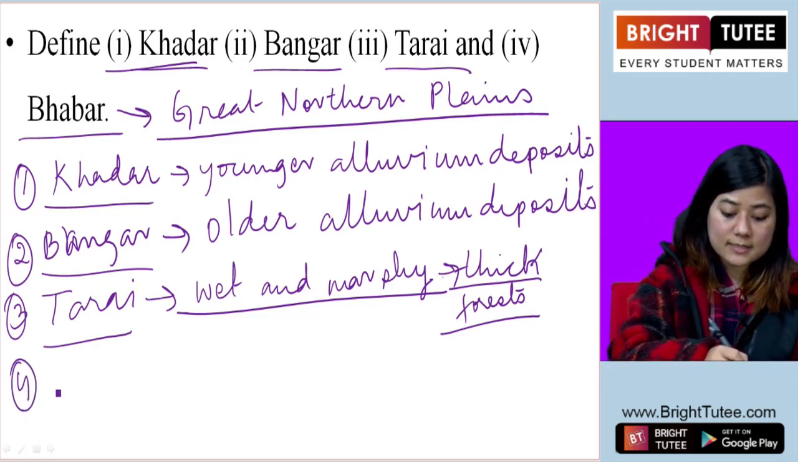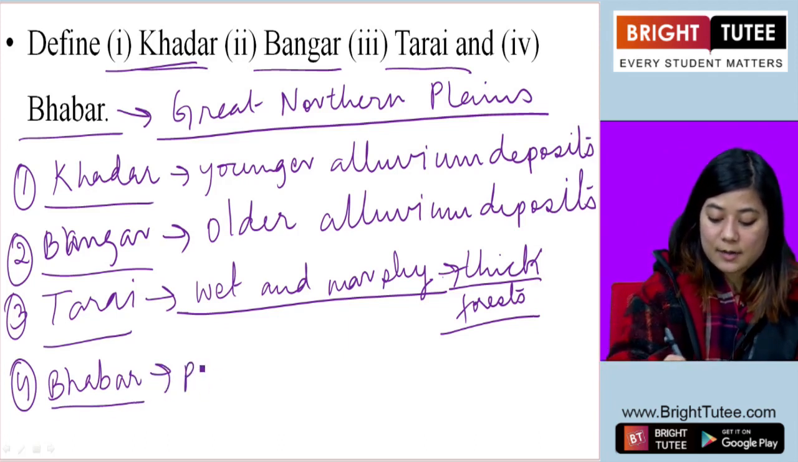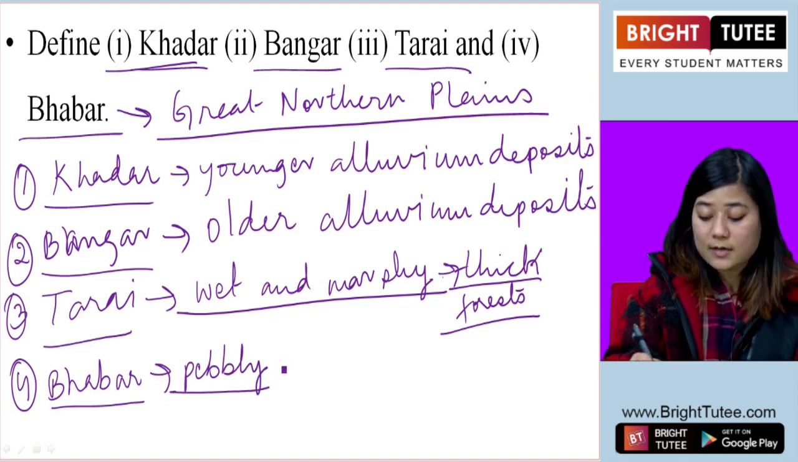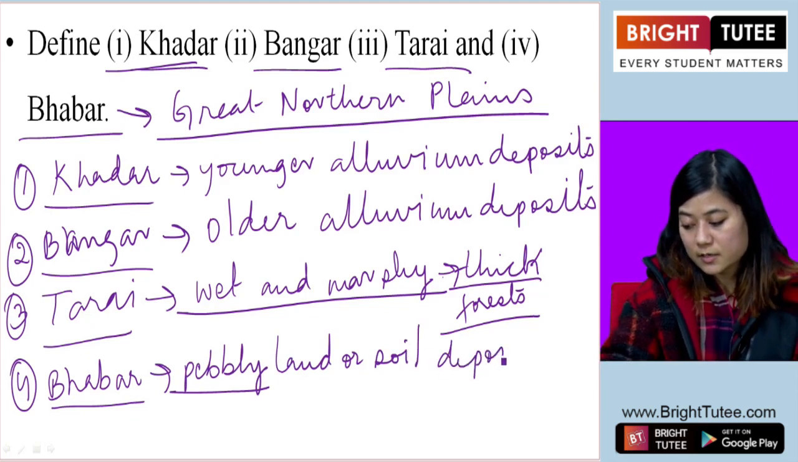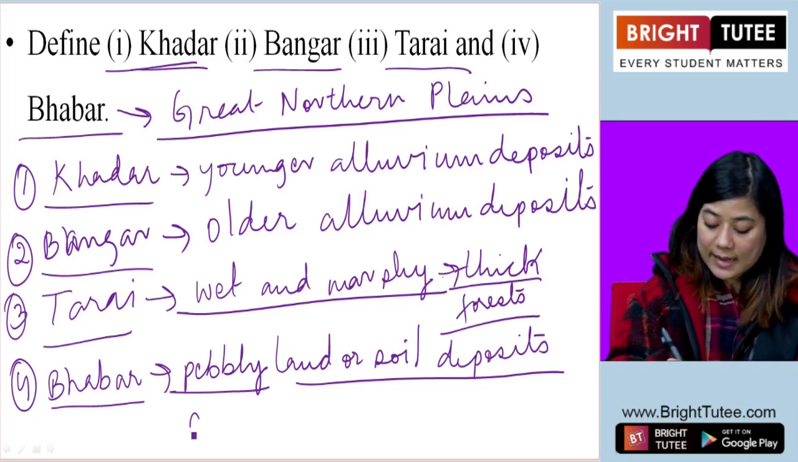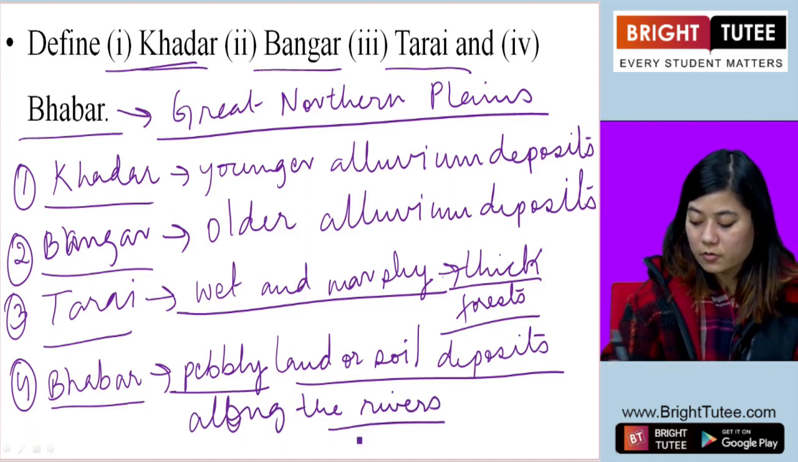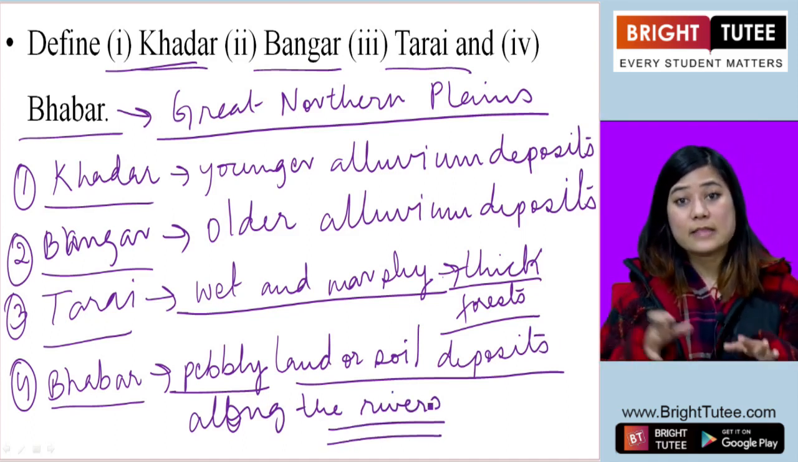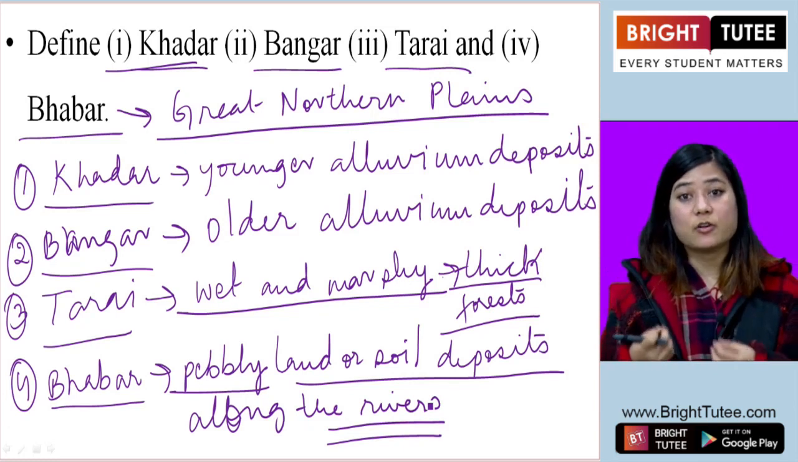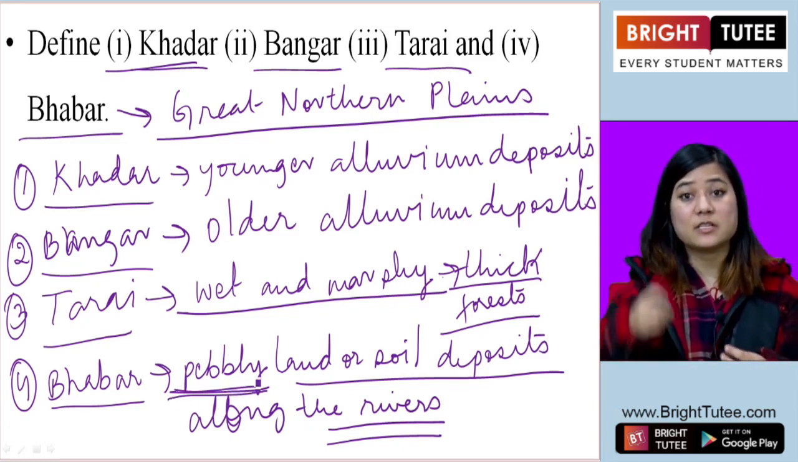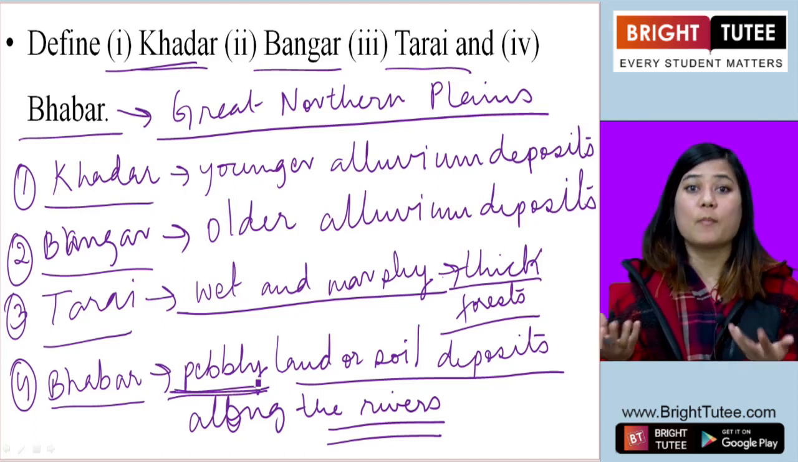The fourth one is bhabar. Now the bhabars are pebbly land or soil deposits, and they lie along the rivers, along the river channels. They are deposited there, and these are not wet or marshy, or very fertile. These are very pebbly, that means there are a lot of pebbles in that soil. And pebbly soils are not good for crop cultivation, right?